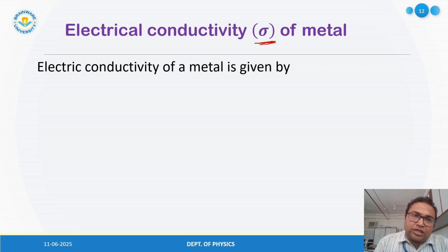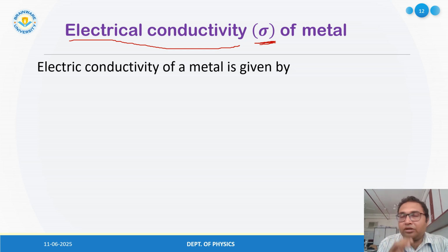This denotes electrical conductivity. The expression of electrical conductivity was derived by Paul Drude after rigorous calculation, which at this moment we are skipping. We don't want to burden you with all that, the direct derivation and all that. At this moment we will only consider the expression.